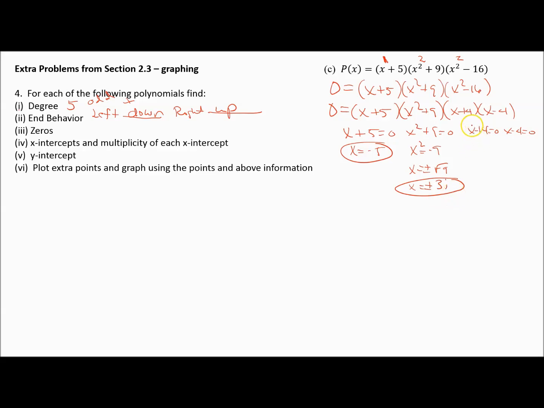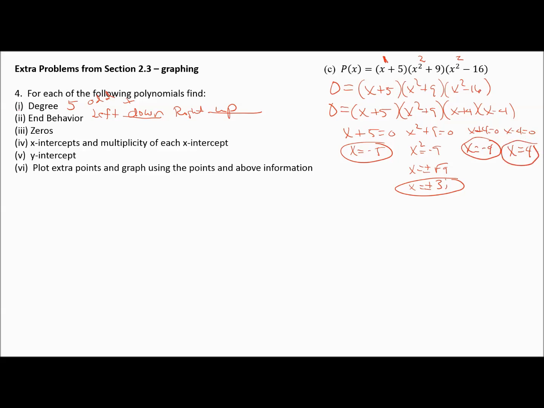X, it looks a whole lot like a 14. That's just x plus 4. So I subtract my 4. That gives me x is equal to negative 4. And then I add my 4, that gives me x is equal to positive 4.